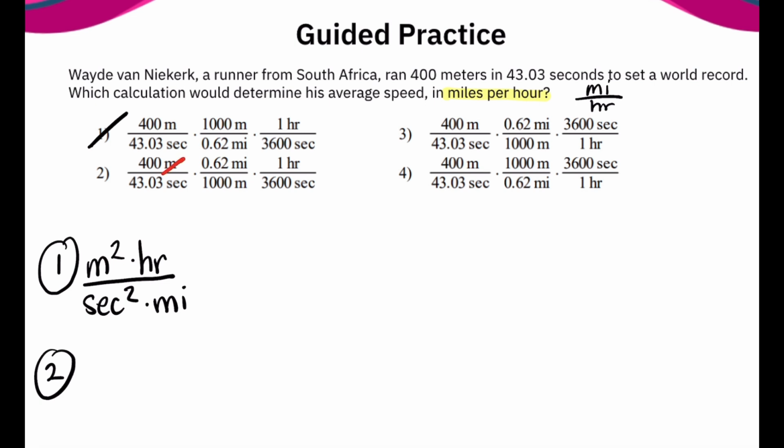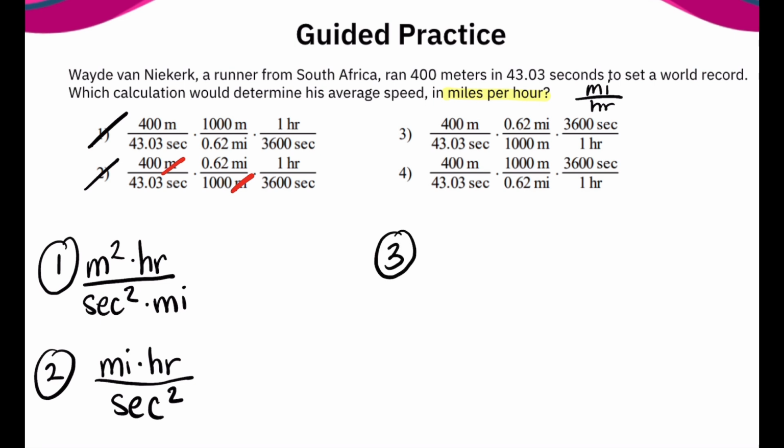So let's look at number two. Okay, I see meters as a unit I can cancel because I have one on the numerator and one on the denominator. And remember, they don't have to be directly on top of each other. They can be from different conversion rates. Same thing, let's see, anything else I can cancel? No. At first I thought seconds, but they're on the same row. They're both on the denominator. So that's going to leave me with miles times hours over seconds squared, which is also not what I want.